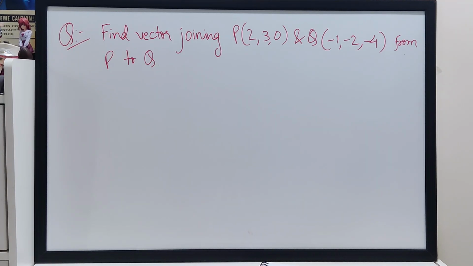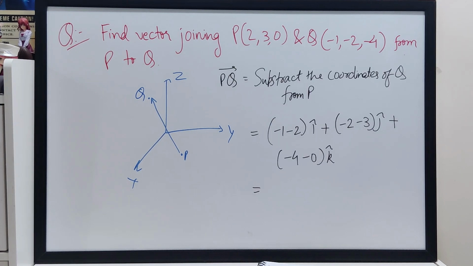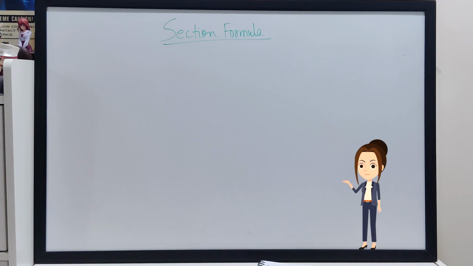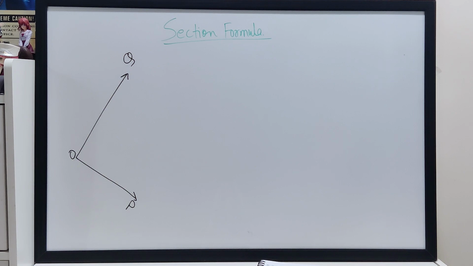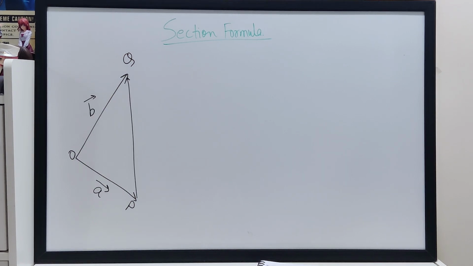Next question, find the vector joining P to Q. Since the vector is joining from P to Q, you have to subtract the P component from Q. Now let's begin with the section formula. We have vectors OQ, PQ and OP, where OP plus PQ is equal to OQ. You agree to this? Okay.